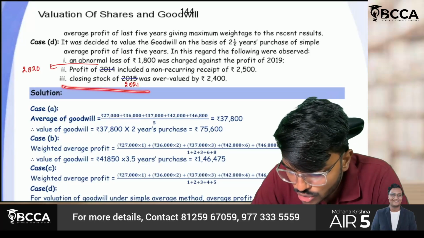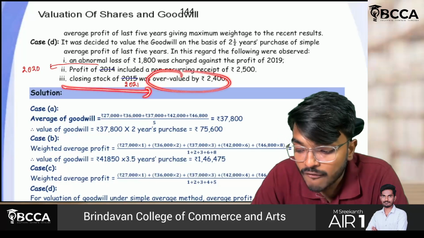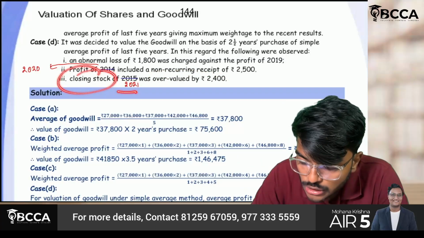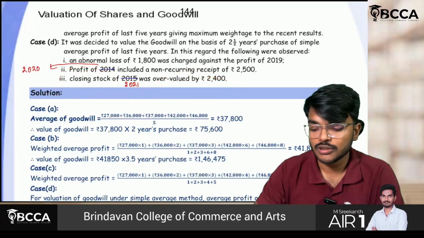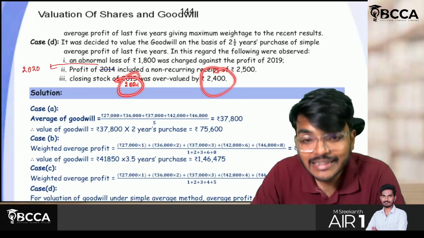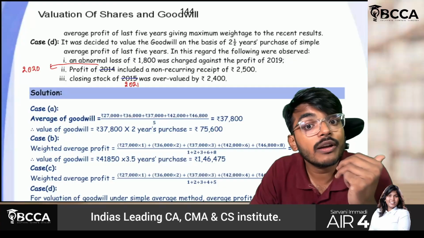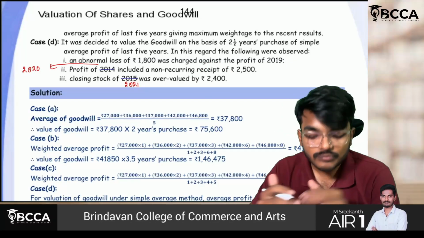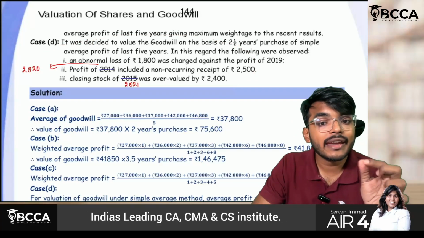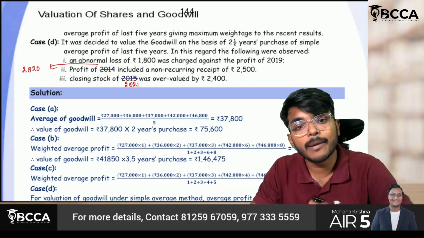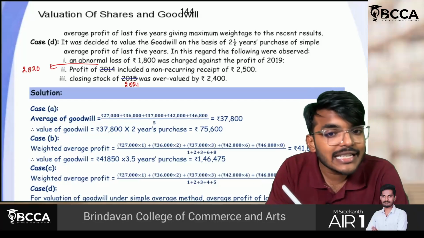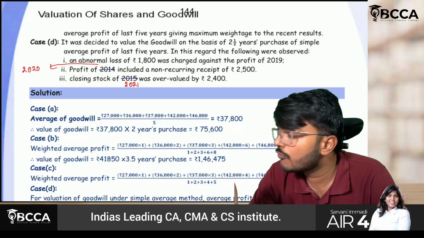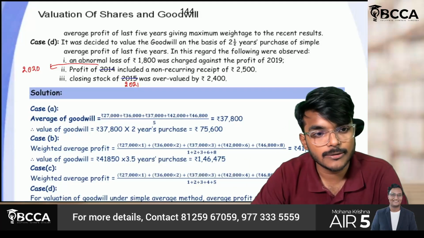Last one, closing stock of 2021 was overvalued by 2400. Closing stock of 2021 was overvalued by how much? 2400. The 2021 closing stock is overvalued. In this question we have to make adjustments for the past years' profits, and based on the adjusted profits for the past years, we will be calculating the average of future maintainable profits.